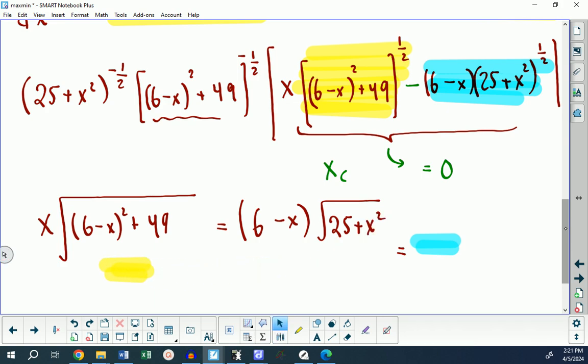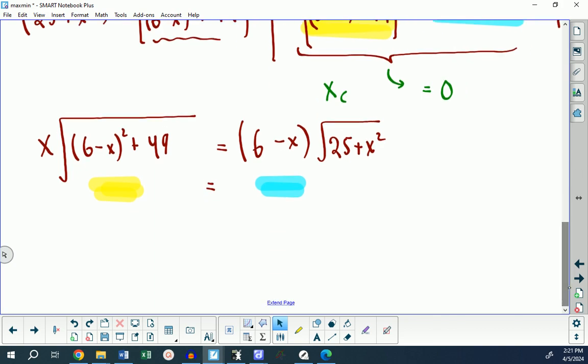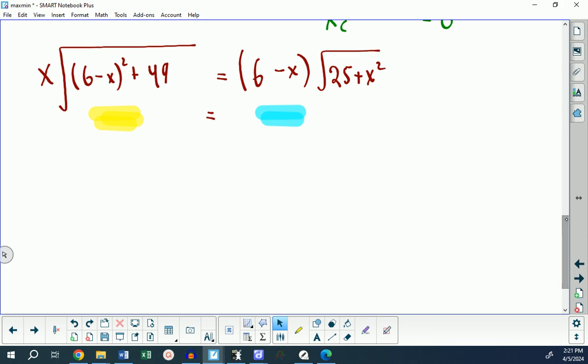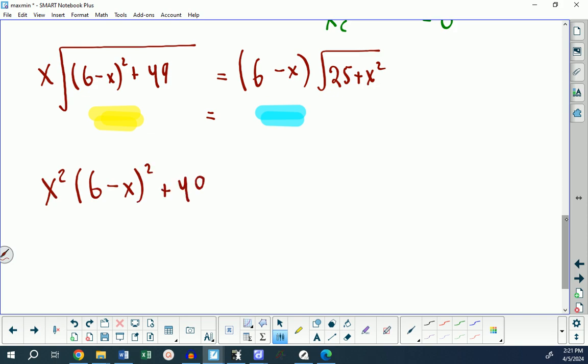So this is my thinking here. Now I'm going to square both sides. I'm not claiming the sun will come out and we'll have some basic equation to solve, but it's going to be simpler. I square this side and get x squared times 6 minus x quantity squared plus 49. I square this side and get 6 minus x quantity squared times 25 plus x squared.